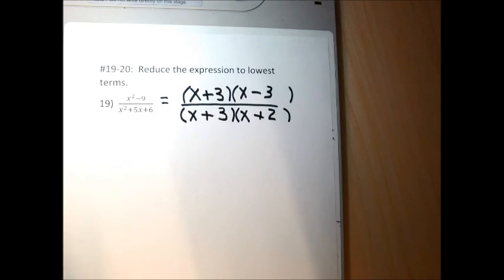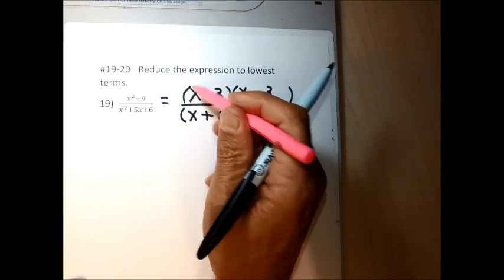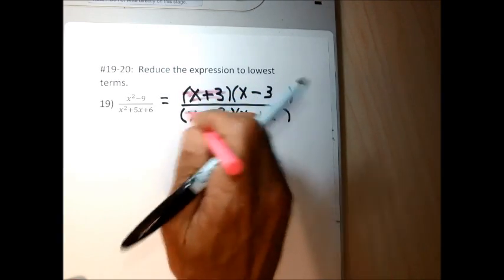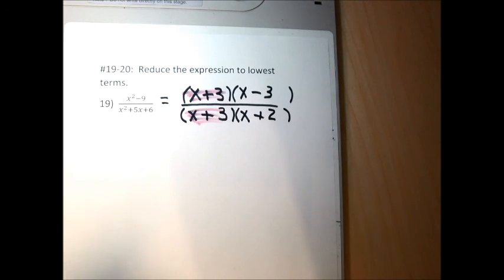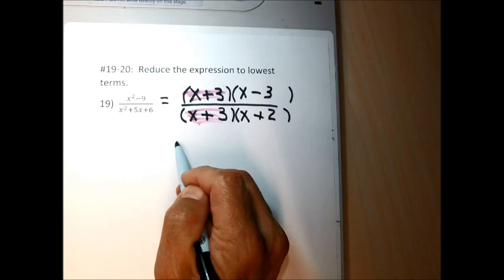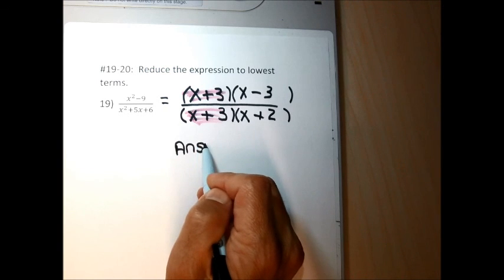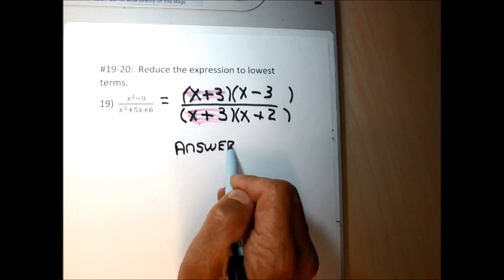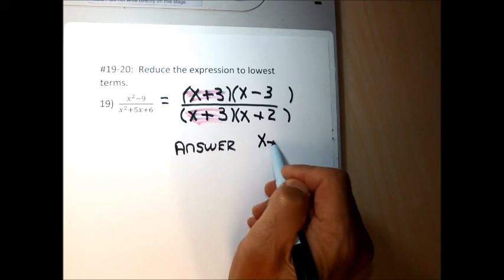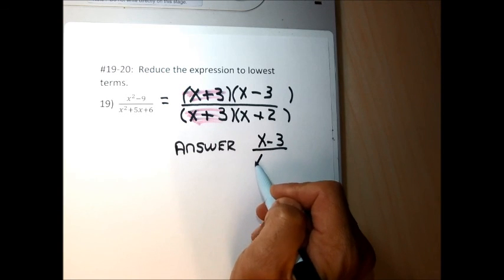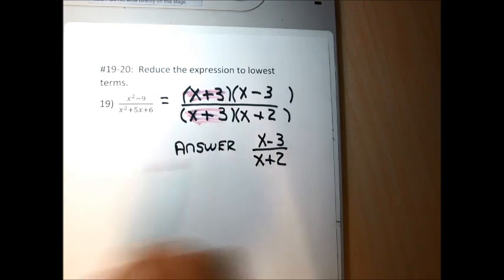And now any identical parentheses can cancel, or any identical factors can cancel. So those x plus 3's can cancel, but you can't cancel an x minus 3 at all with an x plus 2. Can't cancel the x's there. And what's left that didn't cancel is going to be my answer. And since I got rid of the factoring, I don't really need the parentheses anymore. For an answer, I'd probably write just x minus 3 over x plus 2.